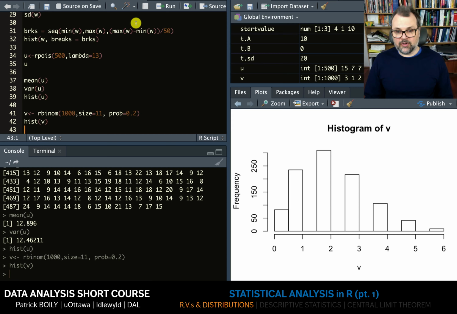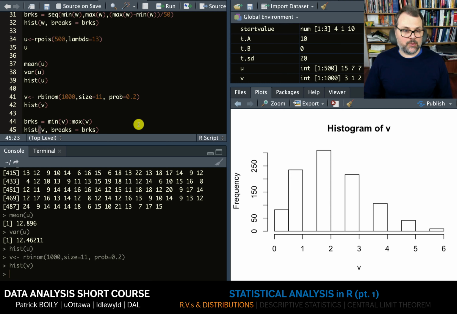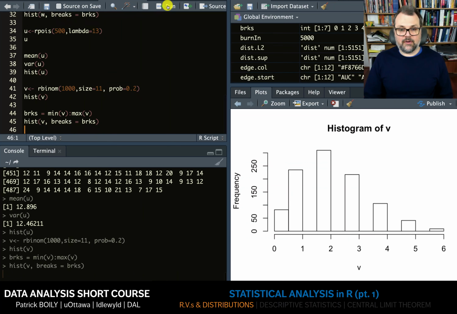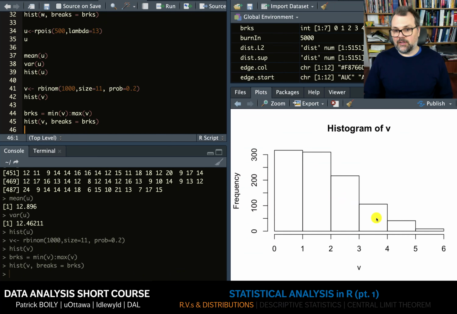Now, the number of breaks that I'm using isn't ideal here. You see there's a bunch of empty bins. Much better to generate a number of bins which would just be the integers between the minimum value and the maximum value of the number of successes. If I rerun this histogram, yeah, I get something that looks like what I would expect it to look like.